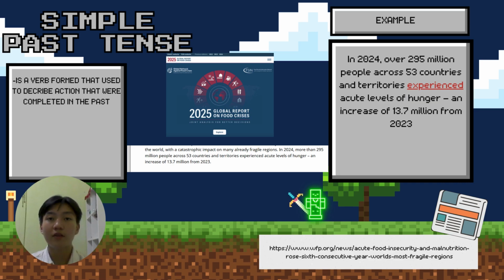For example, here, in 2024, over 295 million people across 53 countries and territories experienced acute levels of hunger. So the word experienced, that was highlighted in the sentence, describes a completed action that already took place in the past, which is in 2024.